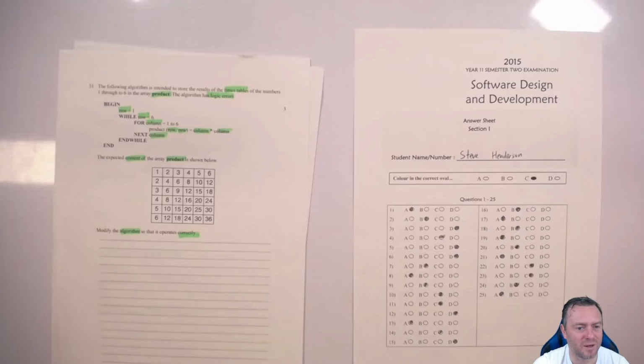For column is equal to 1 to 6, product is equal to row. That's not going to work. So it should be row comma column is equal to row times column. And then next column. And then the problem with this is you'll be trapped in an infinite loop because there's no way of increasing the row inside that while loop. So those are the 3 errors I can see straight away. So when you modify this, you have a couple different options depending on where the marker comes from.